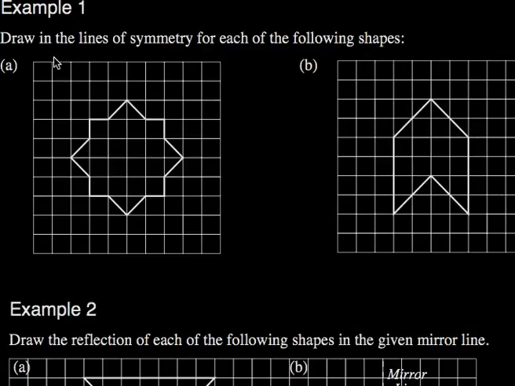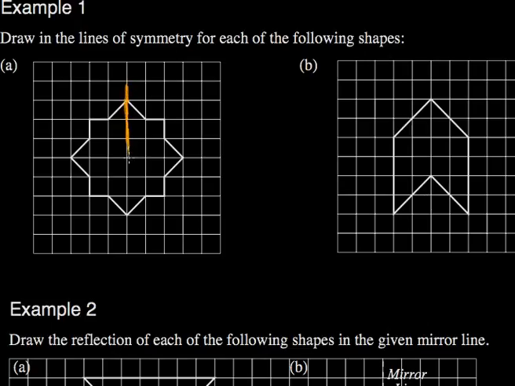This is the first video on reflections, but I encourage you to watch my other video on reflections before starting this exercise. It's quite interesting, I think. But in this case, if we start with drawing the lines of symmetry for each of the following shapes, the lines of symmetry is just about where you could place a mirror.